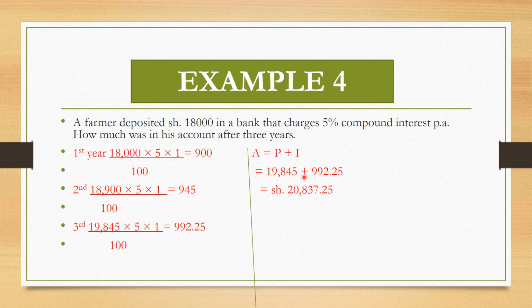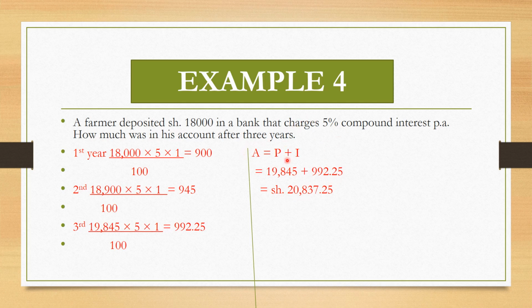19,845 plus 992.25. So add 992 here, and then you add this 2.25, or you can just arrange your work downwards. Make sure the decimals are on the same side. So 992 you place down here, then 0.25. It is going to be 20,835.25. So this is your answer.